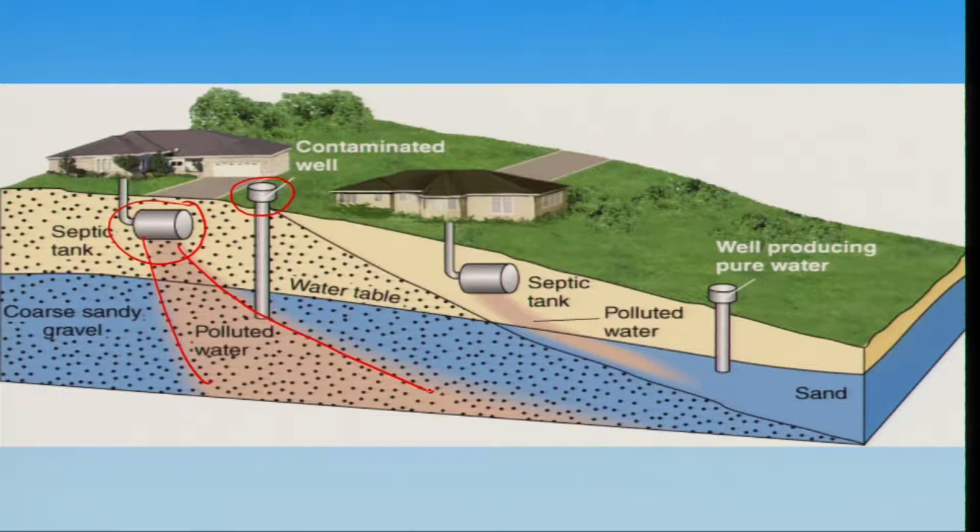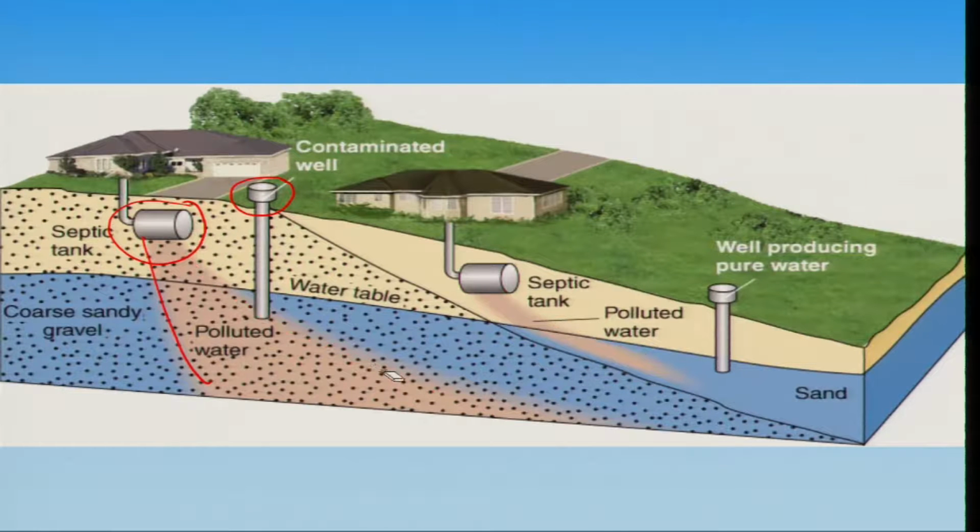Whereas, if you have the septic tank and the well is located far away, then you may have a well which will produce pure water, because you allow the contamination to get purified. So, you are not having much of that.